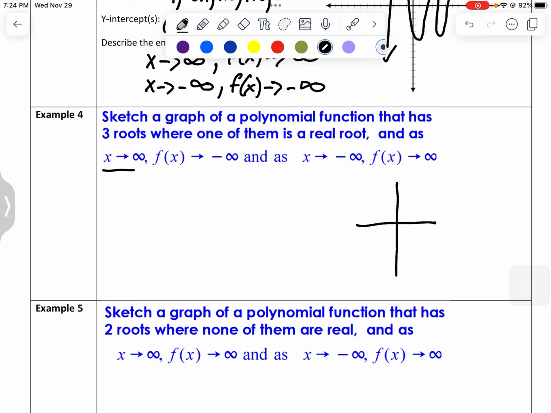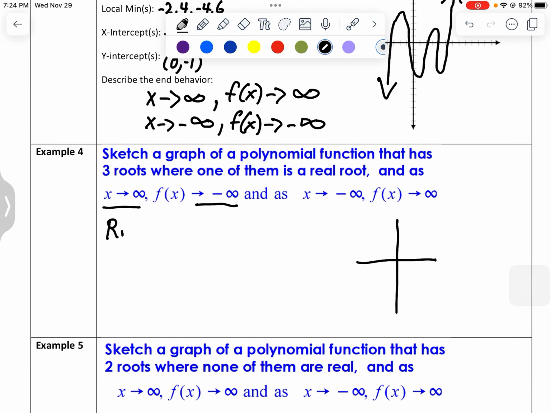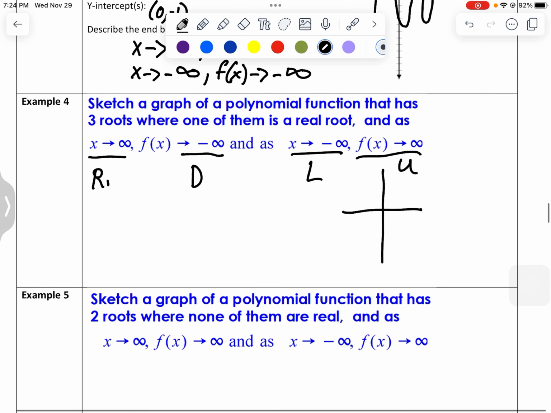Also, we have to match this. So as x goes to the right, f of x goes down. So we got to go right. I'm just going to go R and D, right and down. And then this one, as it goes to the left, goes up. So right and down, left and up means that it's going to look something like this.